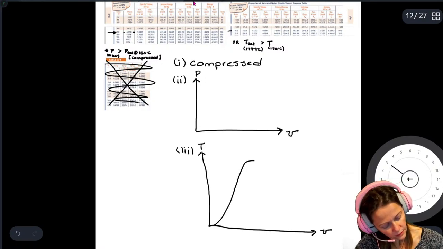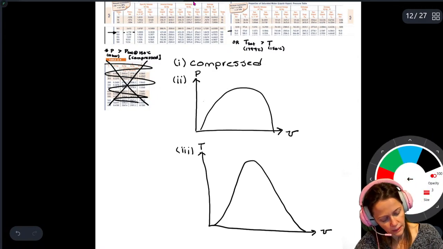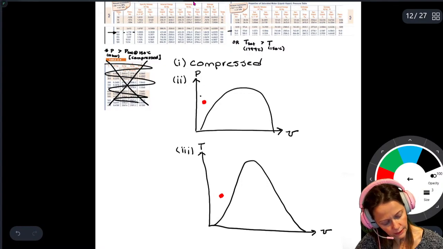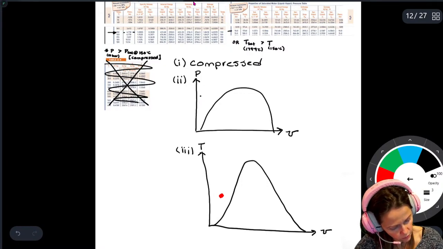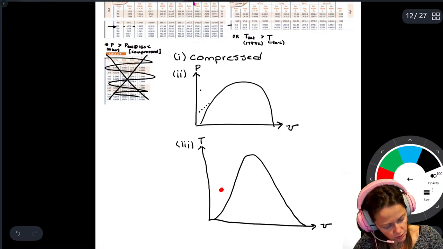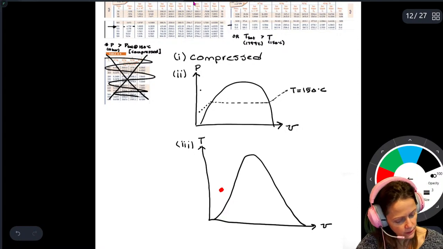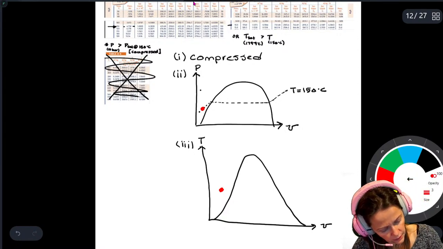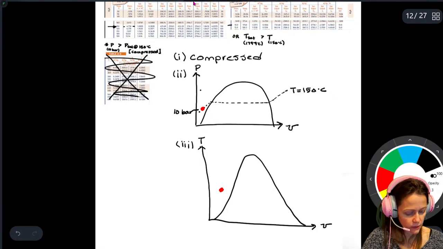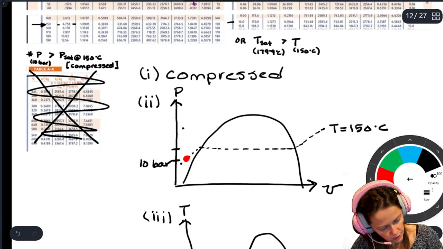All right, so TV diagram, got a little vapor dome, PV diagram, got a vapor dome, and we are firmly in that compressed region somewhere. So I could draw a little line. I'm going to draw a little line of constant temperature here. So along this temperature, our temperature is 150 degrees Celsius, and we're right here. So this is 10 bar. Now, one thing that I'll draw your attention to, the corresponding pressure here.